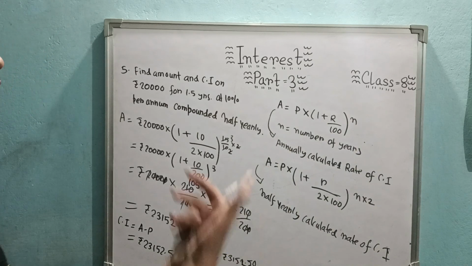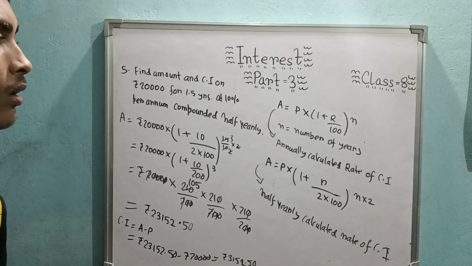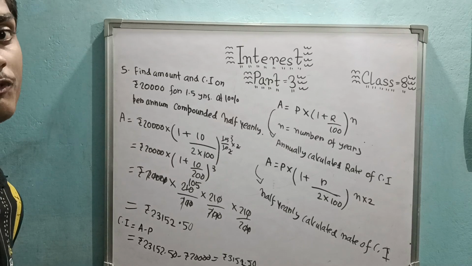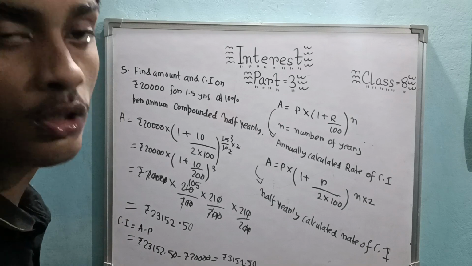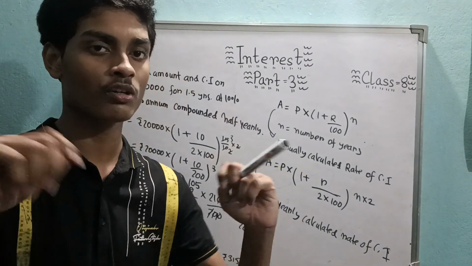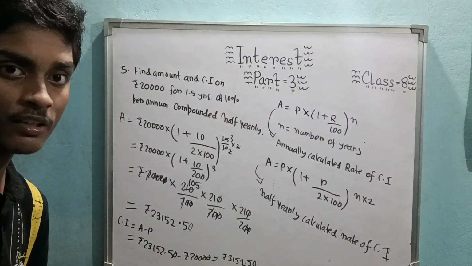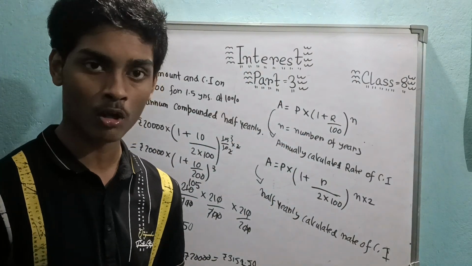And you are done with all the concepts of interest: simple, compound, half yearly, annual, anything. We have done all. Finished. So actually that's all from this interest chapter for class 8. I hope you will remember how to calculate simple interest and amount, and how to calculate compound interest and amount using the normal calculation method and this formula, which is much more preferred.